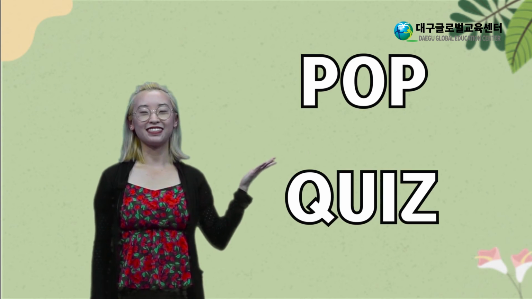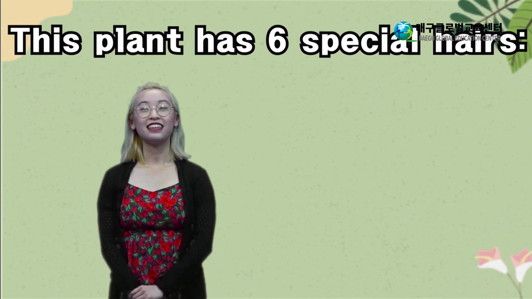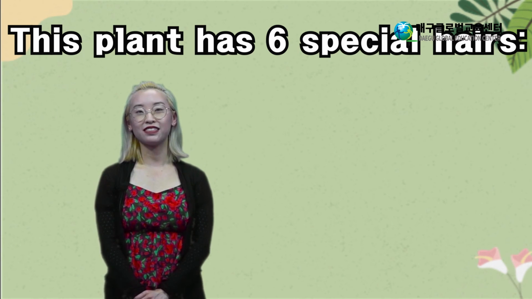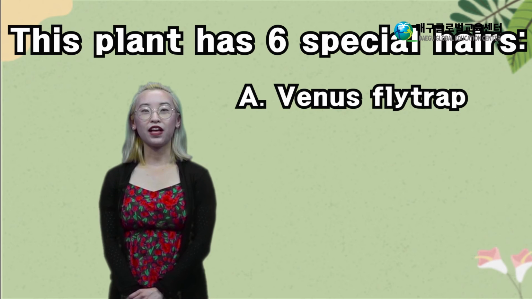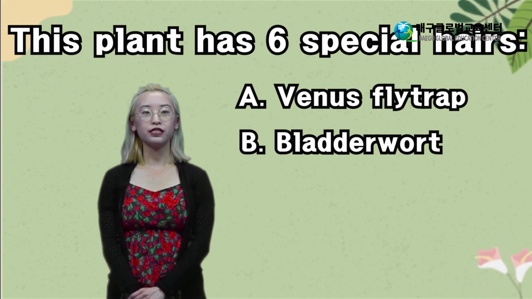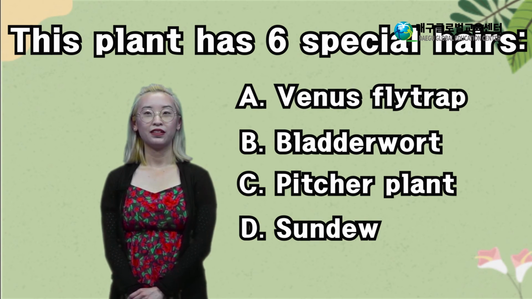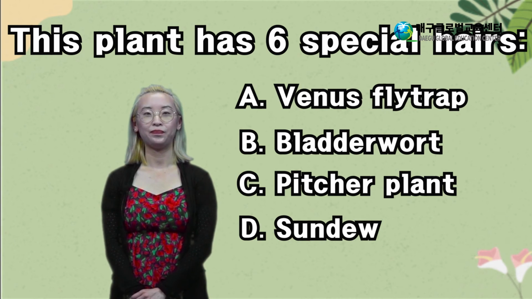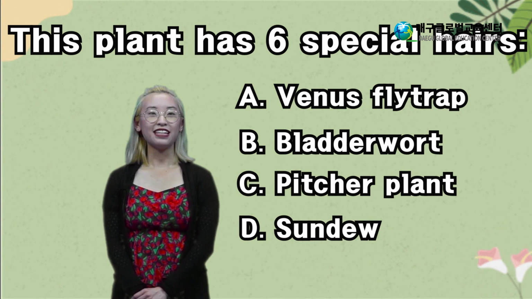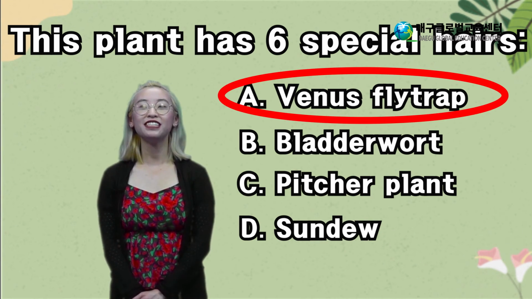Did you finish? Amazing job! Now let's move on to our pop quiz. This plant has 6 special hairs. Is it A. Venus flytrap, B. bladderwort, C. pitcher plant, or D. sundew? I'll give you 10 seconds. The answer is A. Venus flytrap.